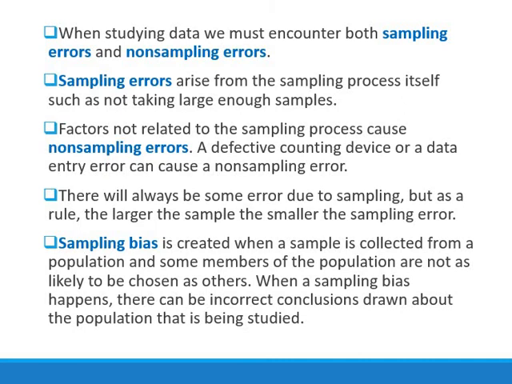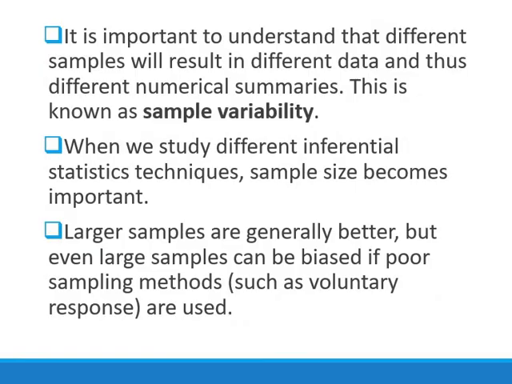Sampling bias is created when the sample is collected from a population, and some members of the population are not as likely to be chosen as others. Okay, so like the convenience sample or voluntary response leads to sampling bias. Let's see, a couple more slides here. It's important to understand sample variability, that every time you take a sample, you're going to get different answers or different information. We're going to talk about, by probability in certain situations, how we can predict those types of things. When we study inferential statistics, sample size is going to be really important. Larger samples are generally better, but even large samples can be biased if you use poor methods such as voluntary response or convenience samples.